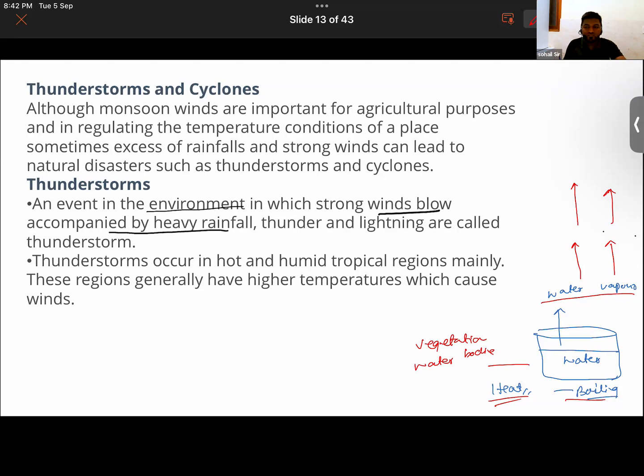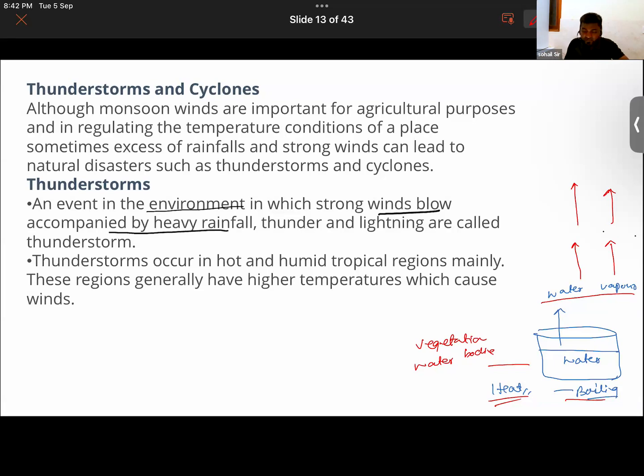So what happens during a thunderstorm? You guys know we were talking about thunderstorm. The warm air that rises up changes into clouds there, and it releases the heat which it gained during the process of evaporation.